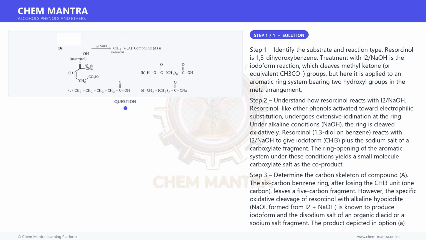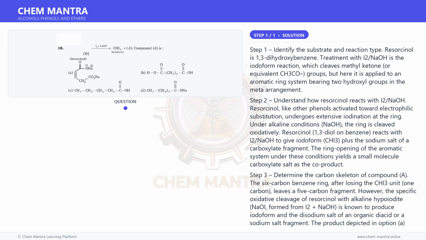Step 3. Determine the carbon skeleton of compound A. The 6-carbon benzene ring, after losing the CHI3 unit, 1 carbon, leaves a 5-carbon fragment. However, the specific oxidative cleavage of resorcinol with alkaline hypoiodite, now IO-, formed from I2 plus NaOH, is known to produce iodoform and the disodium salt of an organic diacid or a sodium salt fragment.